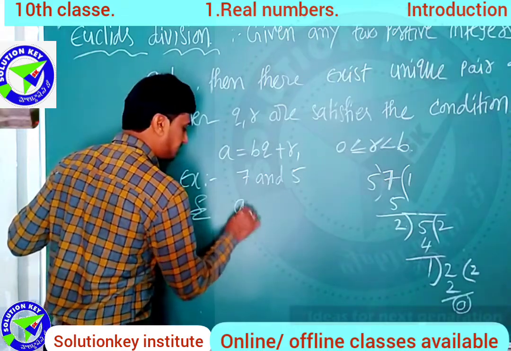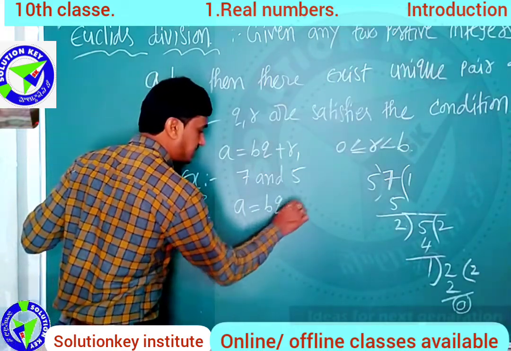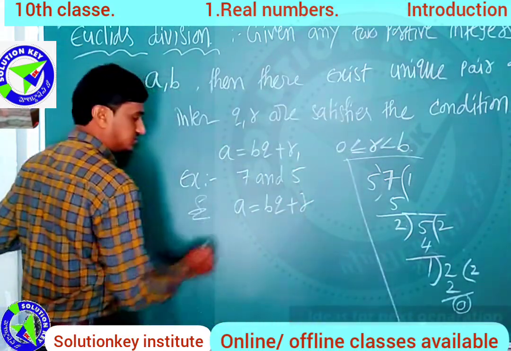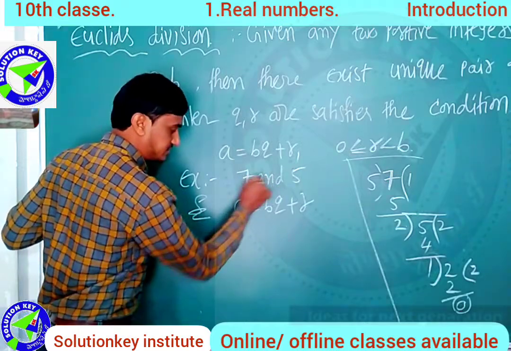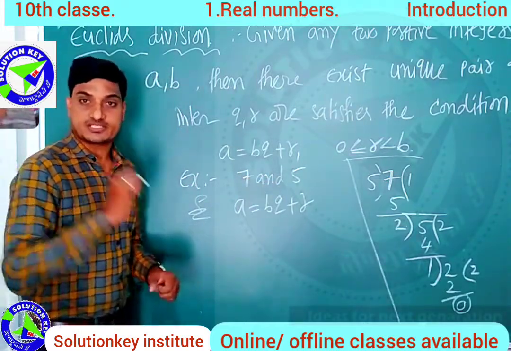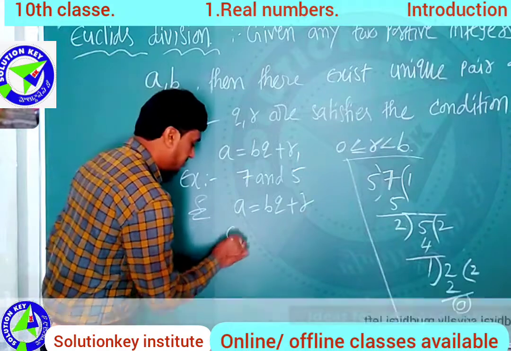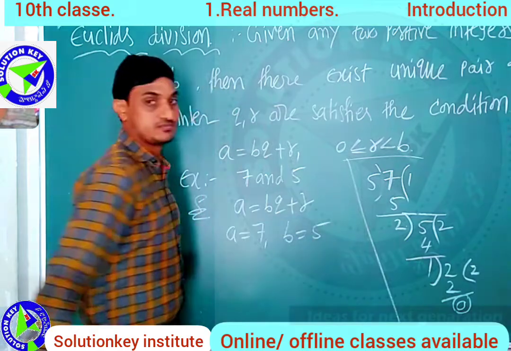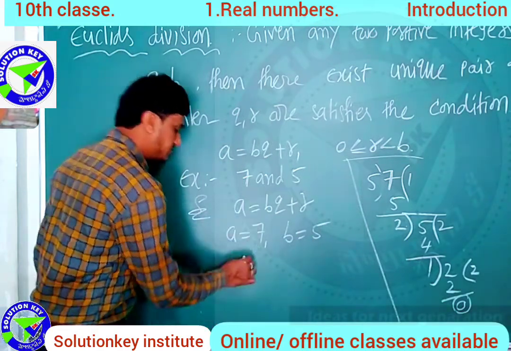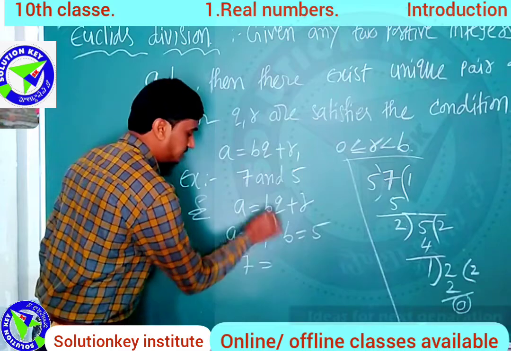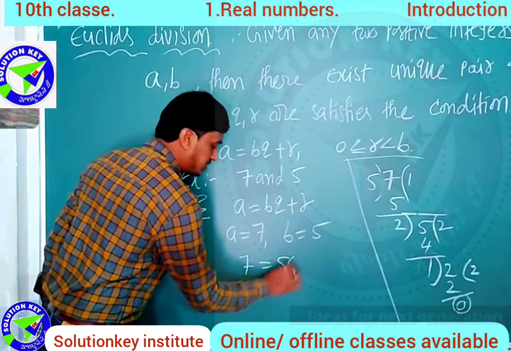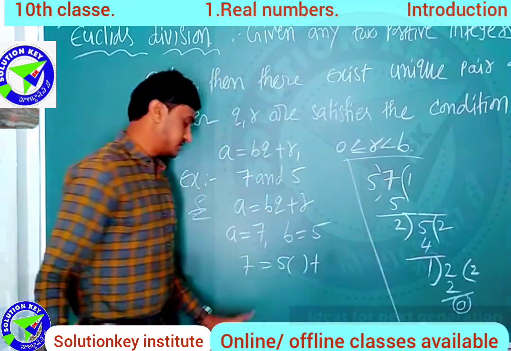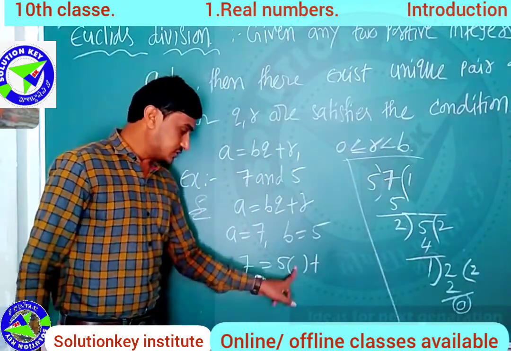What is the condition? a = bq + r. In the question, what numbers are they giving? The biggest number is your a. Your biggest one is 7, the smallest one is b. Now substitute in this: a = 7, b = 5. q is not there, r also not there.